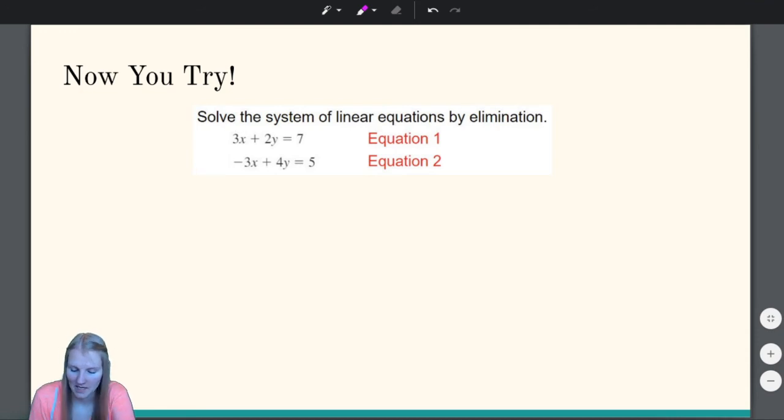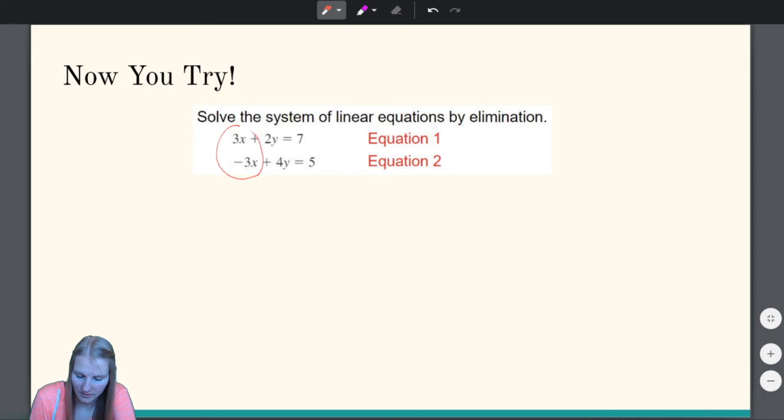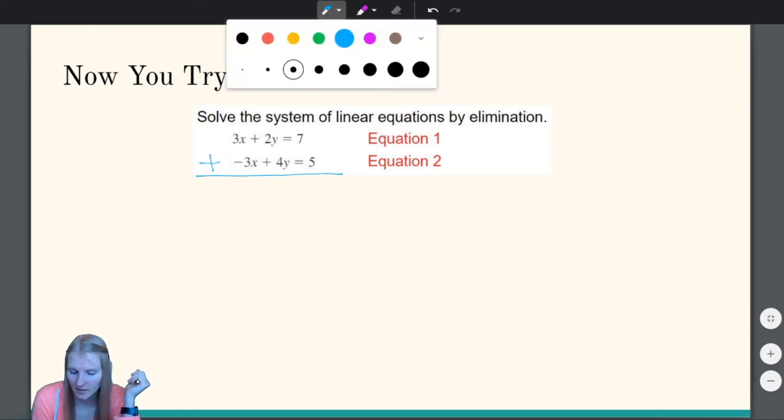All right, let me look at my x terms. Hey, I already see that they're opposites. Positive 3x, minus 3x, already opposites. When I look at my y's, they're not the same. So I'll ignore those because my x's are opposites, and I can work with that. So the easiest thing will be to add the equations together.